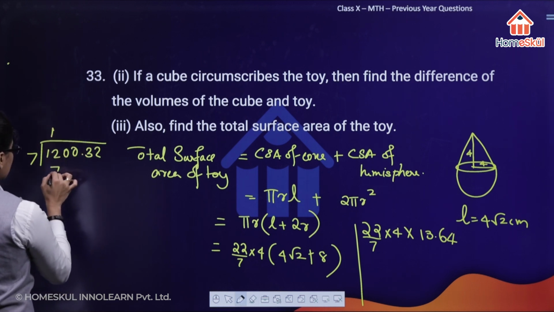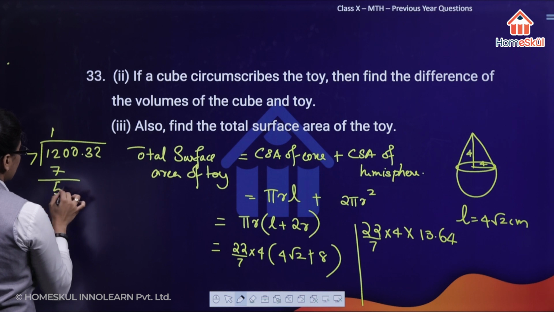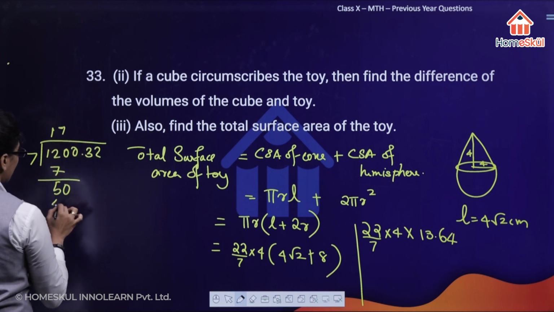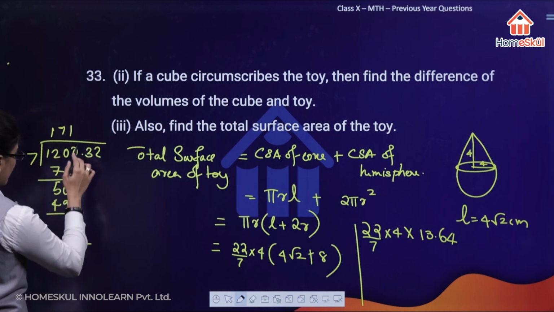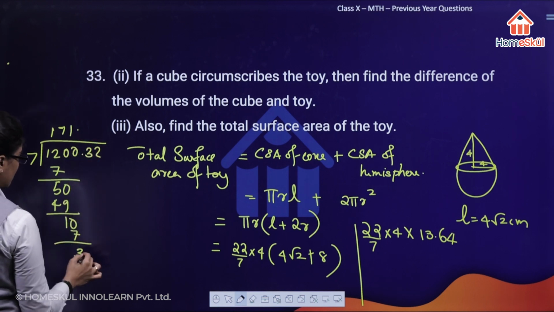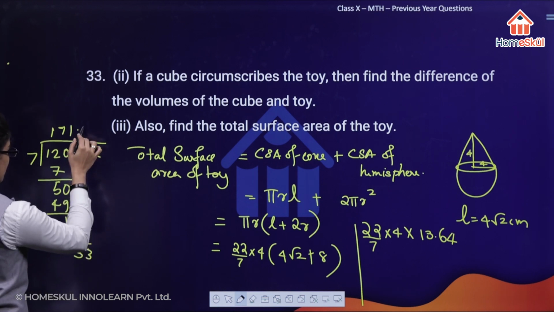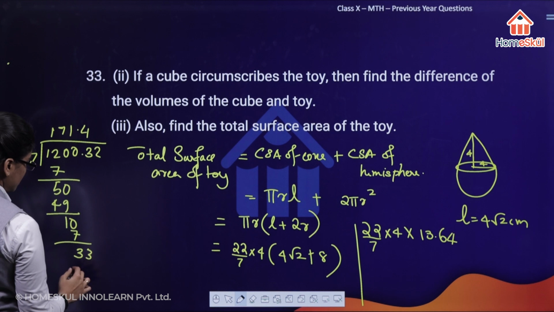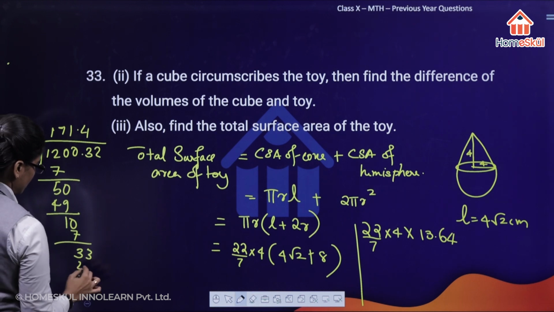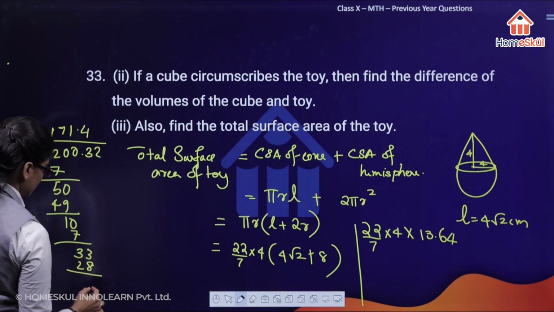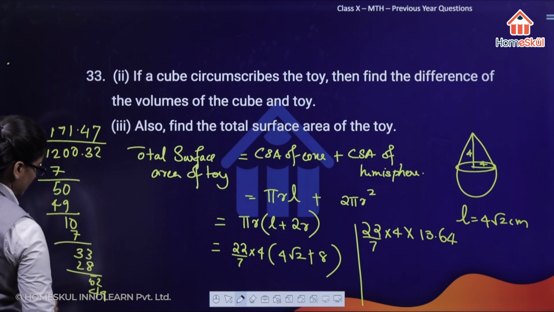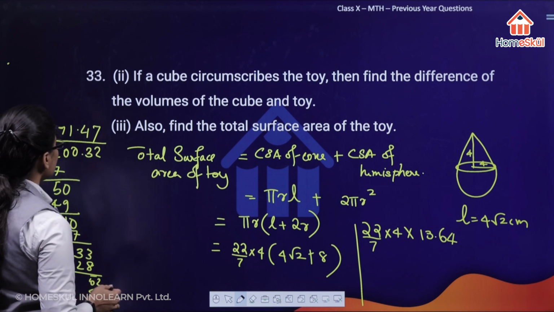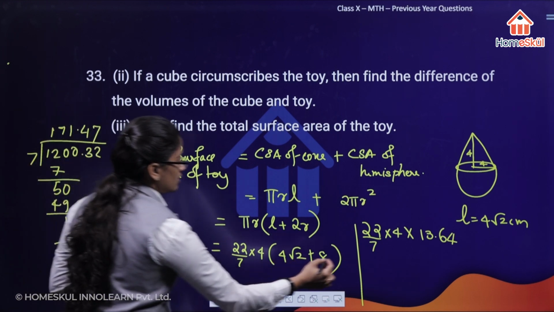So, dividing 1200.32 by 7, it is 171.47.